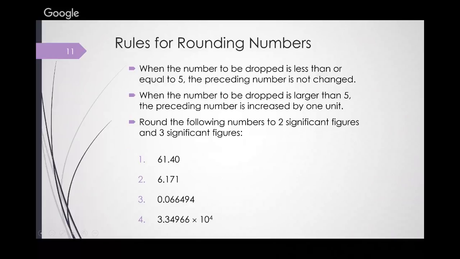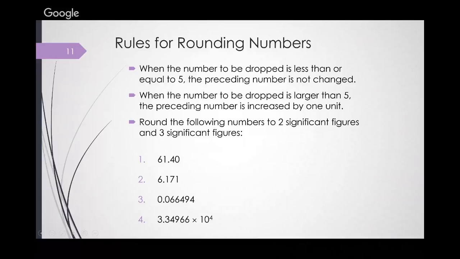6.171. Well, 2 values here. What does the 7 do to the 1? It rounds it up to a 2. So 6.2. When you're looking at these things, you kind of look at, well, is 171 closer to 200 or closer to 100? Well, we know it's closer to 200, so we would make that a 2. Hopefully that made sense to some of you guys.